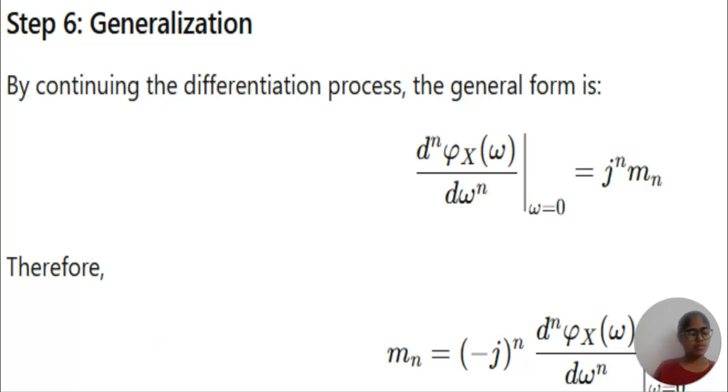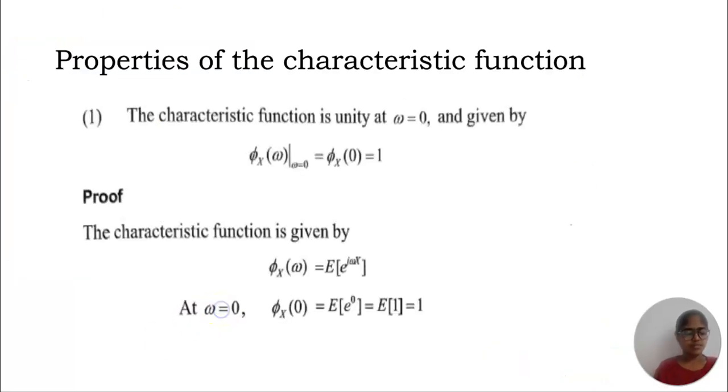mn equal to minus j whole power n d power n by d omega n of phi x of omega. Let us discuss the characteristic function. Properties of the characteristic function: the characteristic function is unity at omega equal to 0, given by phi x of 0 equal to 1.